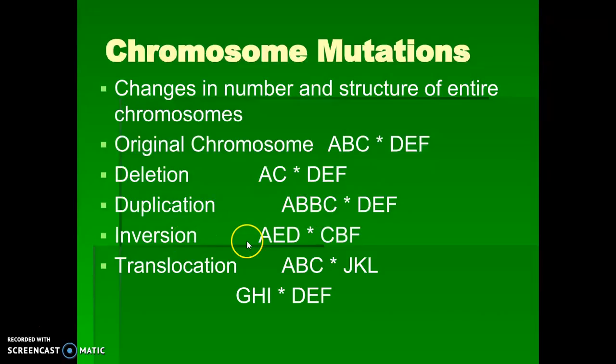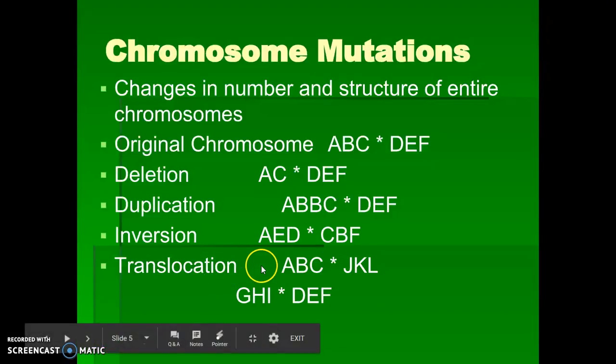Inversion means flip-flopping, so we've taken this D and E from the other side and flip-flopped it on this side. Same thing with this B and C. We moved it to this side and we flip-flopped it. Translocation means that we've taken information and moved it to a different chromosome. So this DEF was supposed to be up here, so the JKL and DEF flip-flopped chromosomes.